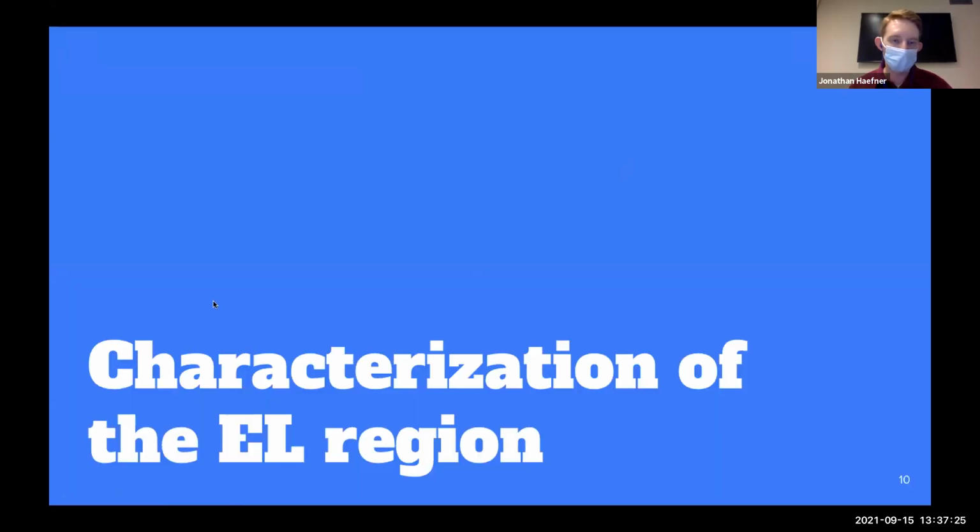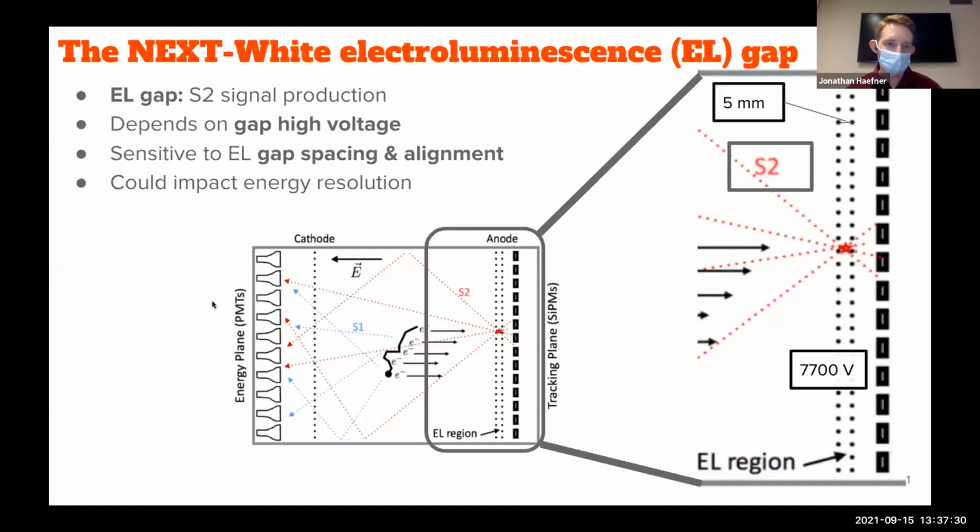So let me talk now about the characterization of the electroluminescence region. As a reminder, the electroluminescence region is where NEXT produces S2 signals. The S2 signals depend on the gap high voltage. So the electroluminescence gap here is about a 5 millimeter gap. It's held at 7.7 kilovolts. You're accelerating electrons across it to produce a signal. So the higher voltage you apply across it, the bigger the signal is.